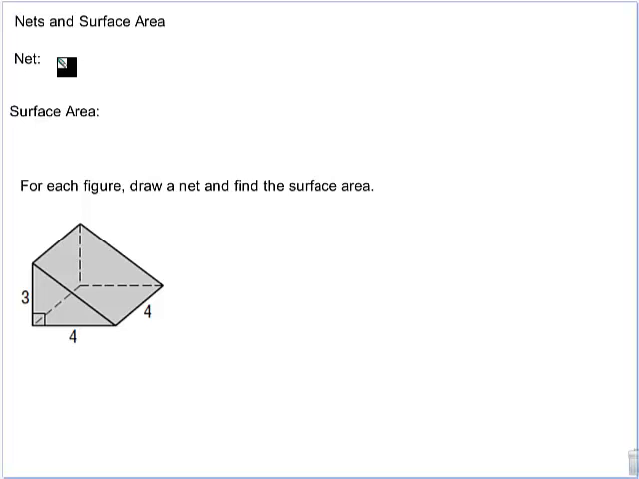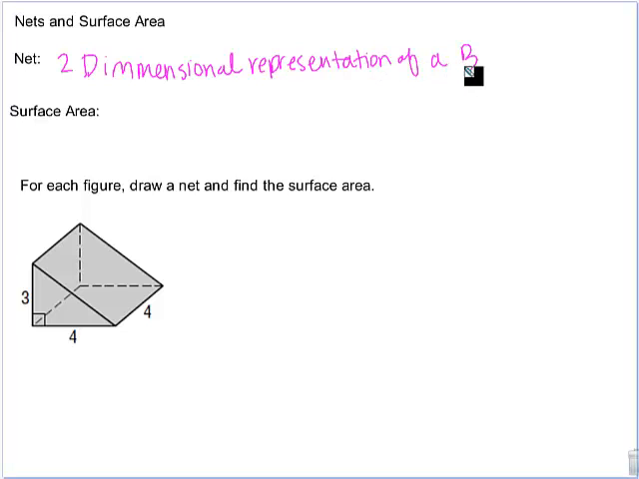How many dimensions? 2 dimensions. So it's a two-dimensional representation of a 3D figure. What are what?